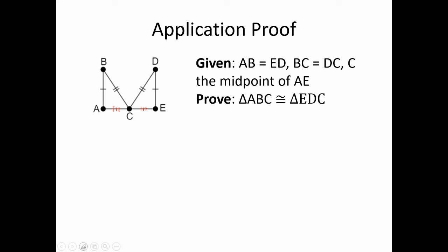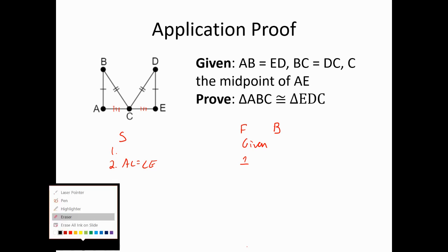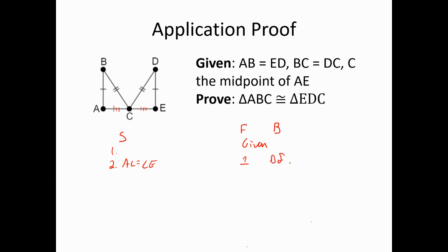So at this point in time, SSS congruence has been proven, so we can use it. So here we go, statement, from, by. We start with the given. We need to say that AC is equal to CE, and this follows from the given by the definition of midpoint. So let me write that in, definition of midpoint. And then we now know from the given, and also now line number 2, that the three sides of ABC are equal to the three sides of EDC. So it follows that triangle ABC is congruent to triangle EDC.